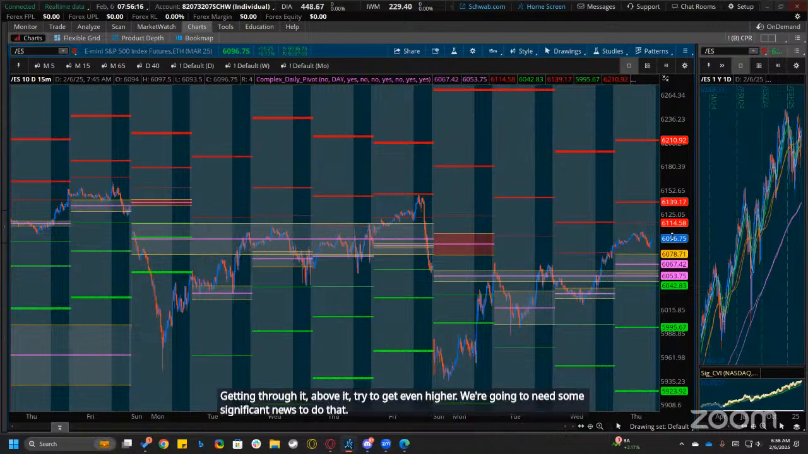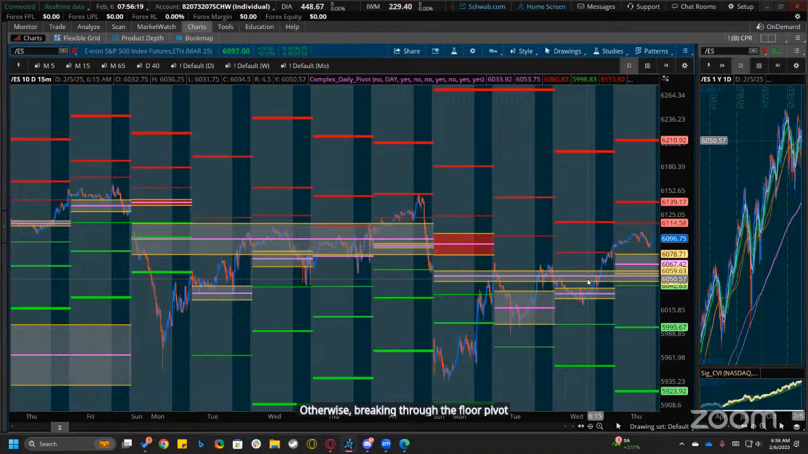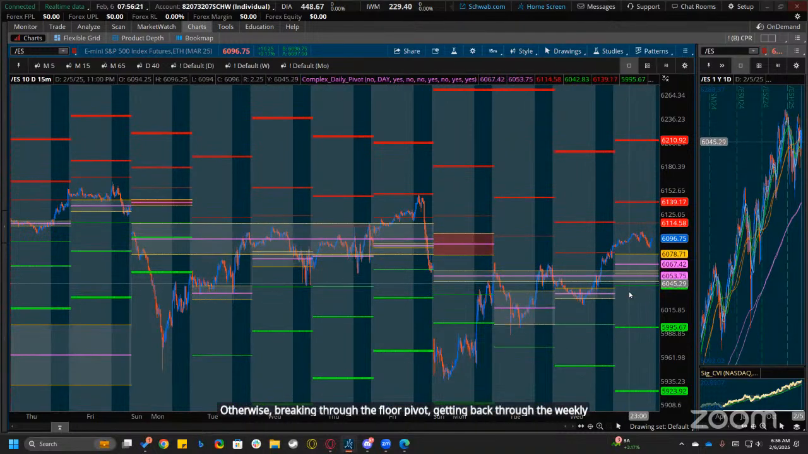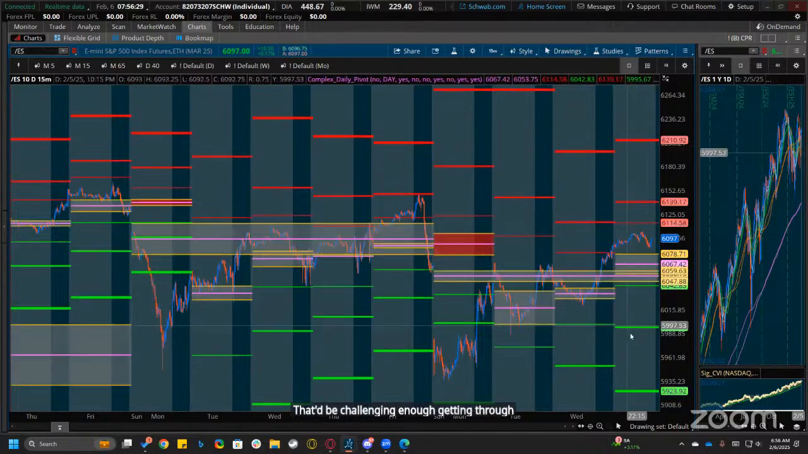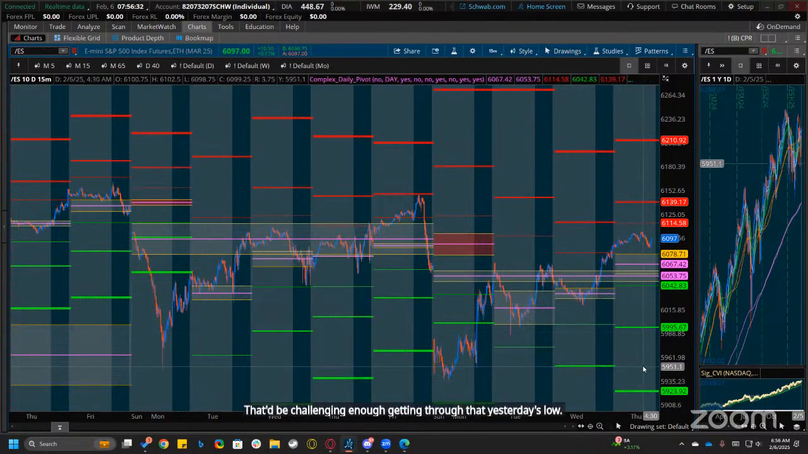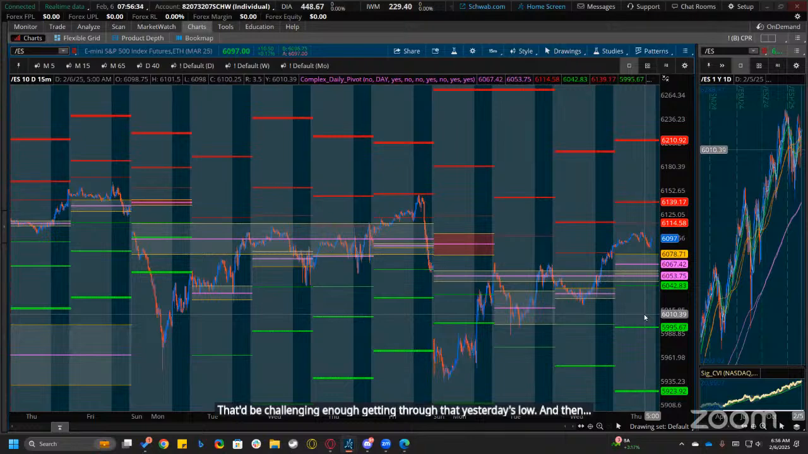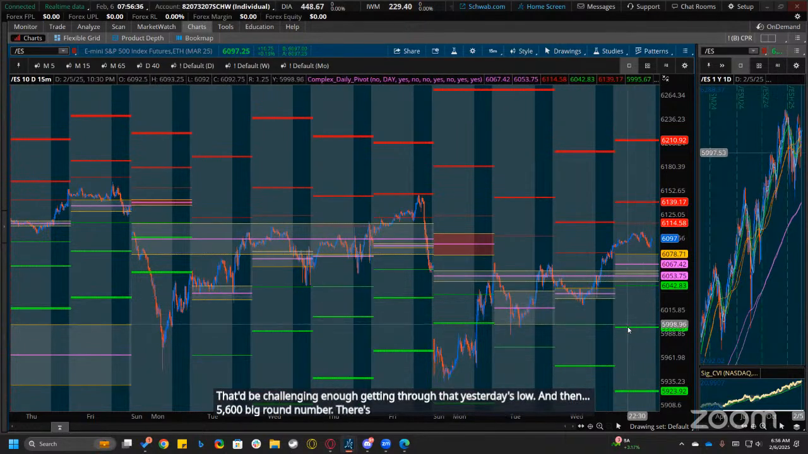Otherwise, breaking through the floor pivot, getting back through the weekly floor pivot, and then challenging that lower S1, 60.42. That'd be challenging enough, getting through that, yesterday's low, and then 5,600, big round number. There's cog lines down there, and S2.